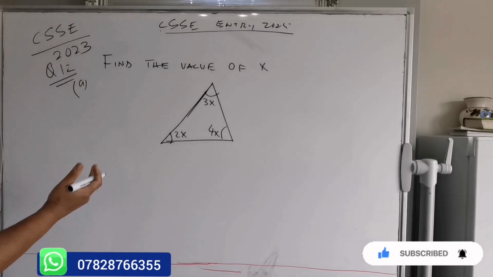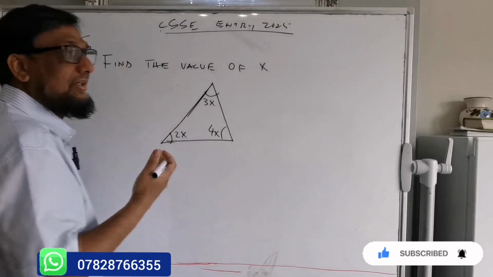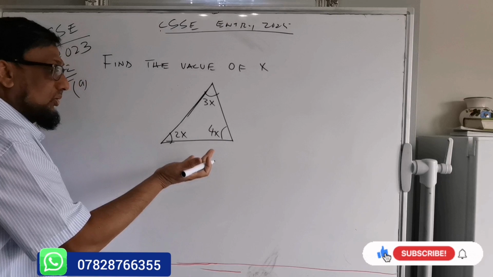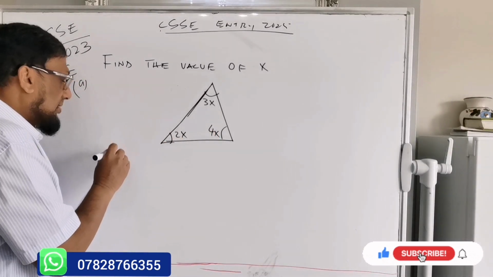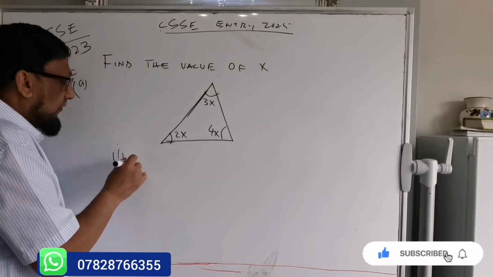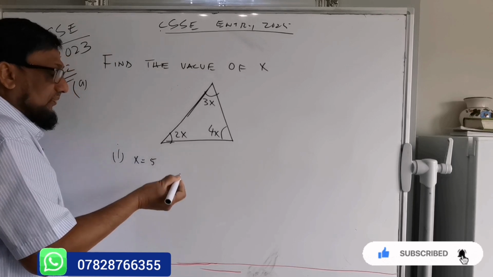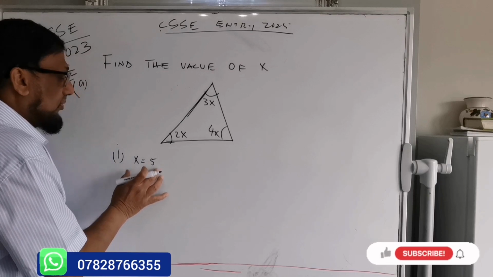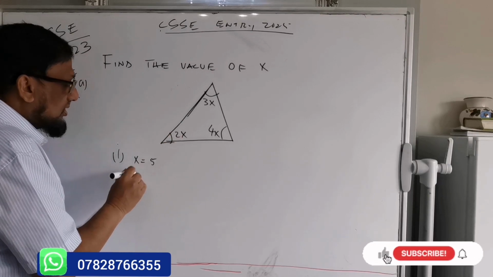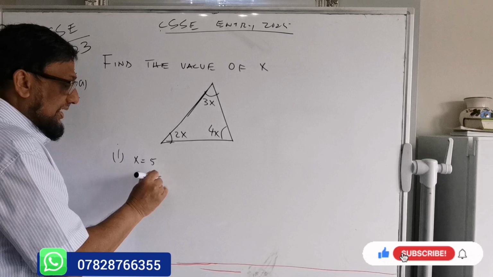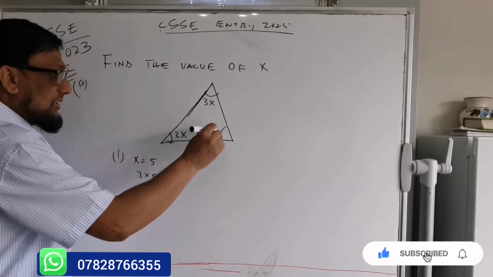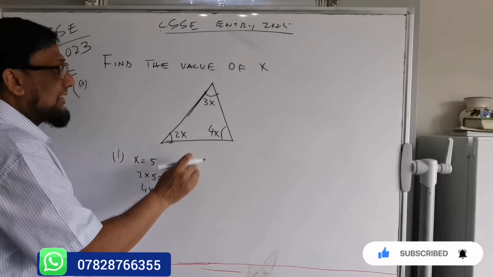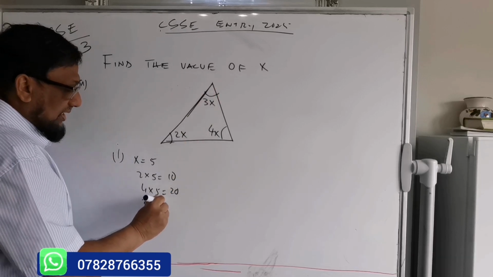Very simple, very easy. You can try a trial and error method. You can put any number in. For example, the first method I'm going to tell you: assume x equals 5. You can plug in the value and find out. So 2 times 5 is 10, 4 times 5 is 20, and 3 times 5 is 15.